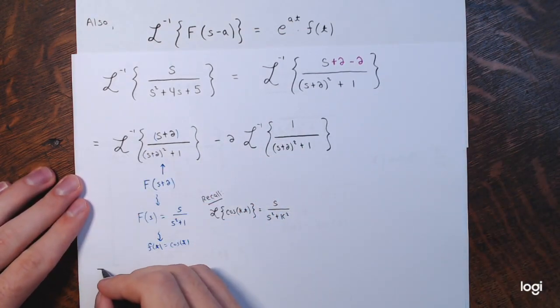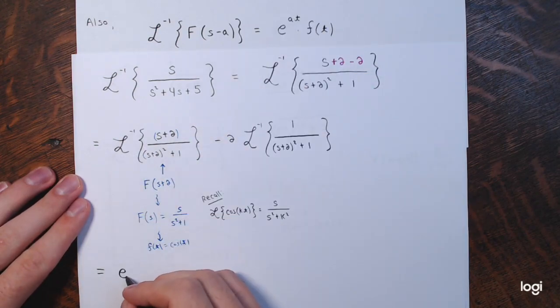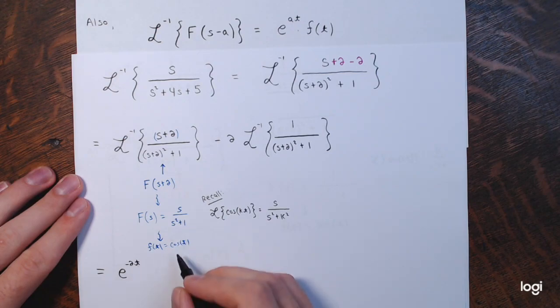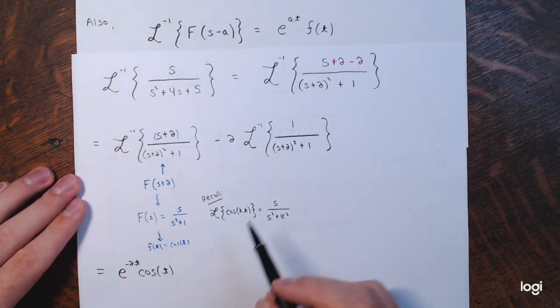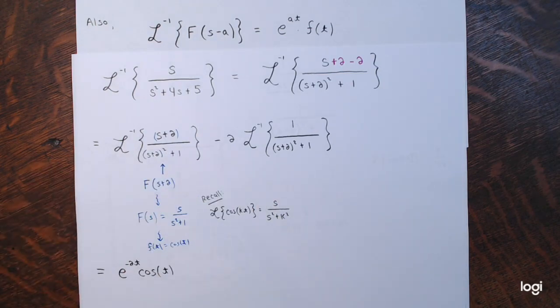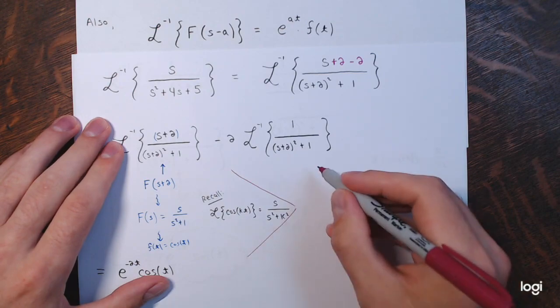So this first inverse would be e to the negative 2t times the cosine of t, right, for this first expression. All right, then the next one, I'll do it in a different color. So yes, I'm using capital F again, but this is separate, all right?